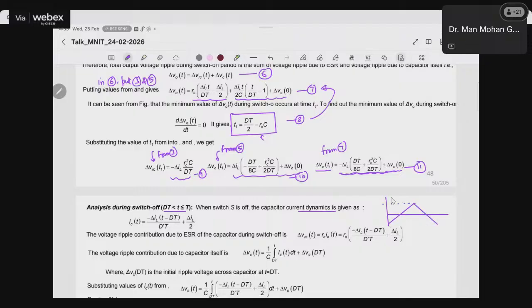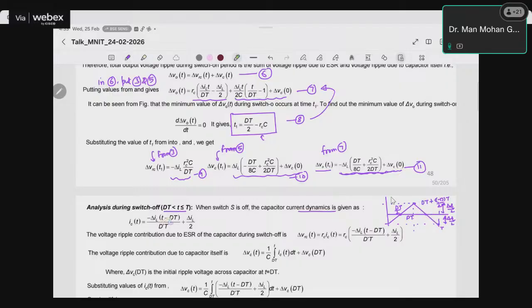Right, this one. So this is del IL by 2. This is also del IL by 2. This is DT by 2. This is DT, right? And this period is DT plus 1 minus DT by 2, and this period is T, right? Like this. So now I want to find this current equation.